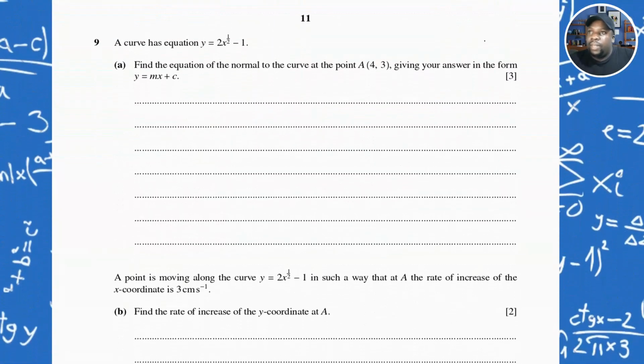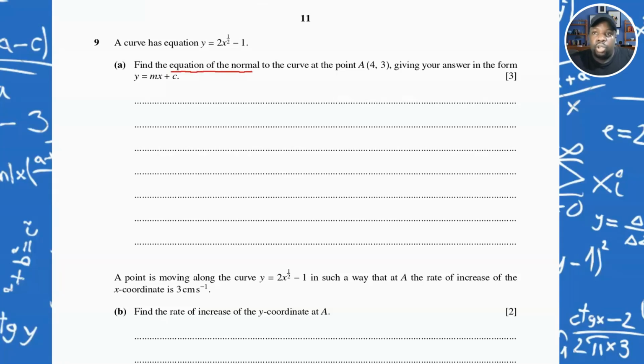It says a curve has equation y is equal to 2x to the half minus 1. So in part A, find the equation of the normal to the curve at the point A with coordinates 4, 3, giving your answer in the form y is equal to mx plus c. Right. So key part is that we want the equation of the normal.